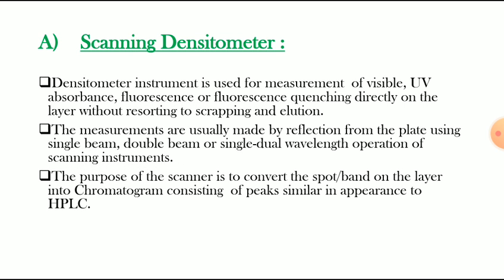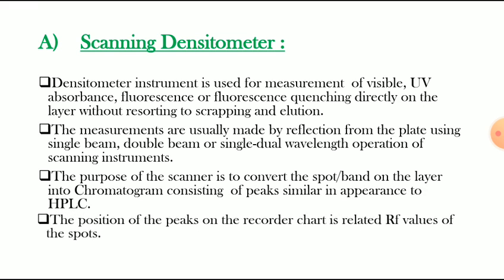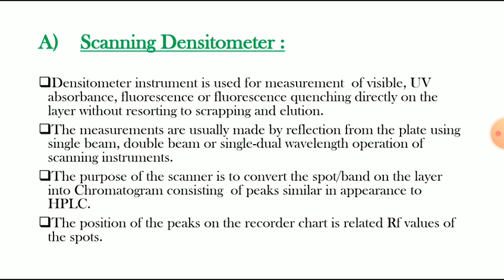The purpose of the scanner is to convert the spot or band on the layer into a chromatogram consisting of peaks, similar in appearance to HPLC. That means like HPLC, we can see the chromatogram in this HPTLC also. For that purpose, we are using a single beam densitometer or double beam densitometer. The position of the peaks on the recorder chart is related to the Rf values of the spots.